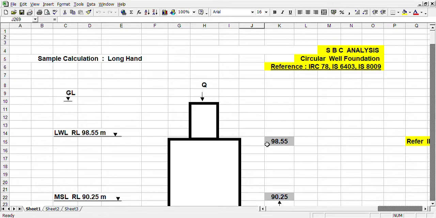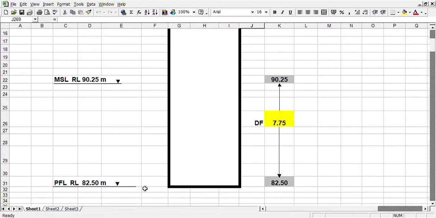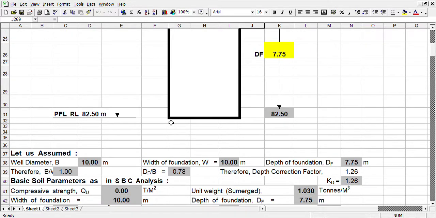Let us assume our ground surface level is RL 98.55, and maximum scour level is 90.25. And after calculating 1/3 of scour depth, that is our foundation level, well termination level is RL 82.5, and our depth of foundation is 7.5 meters, and we are assuming the well has a circular well diameter of 10 meters.